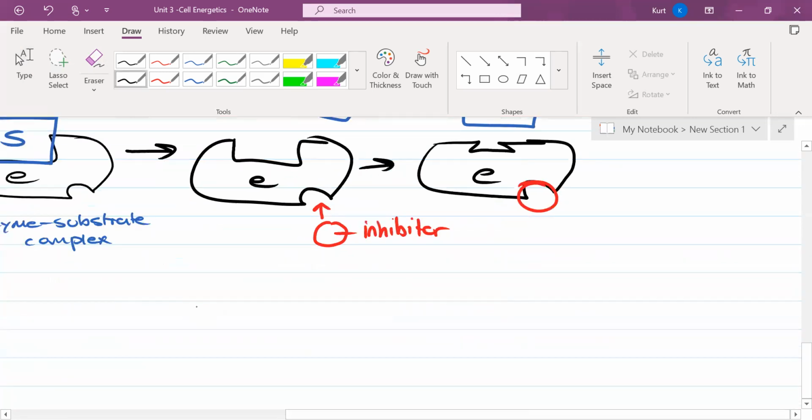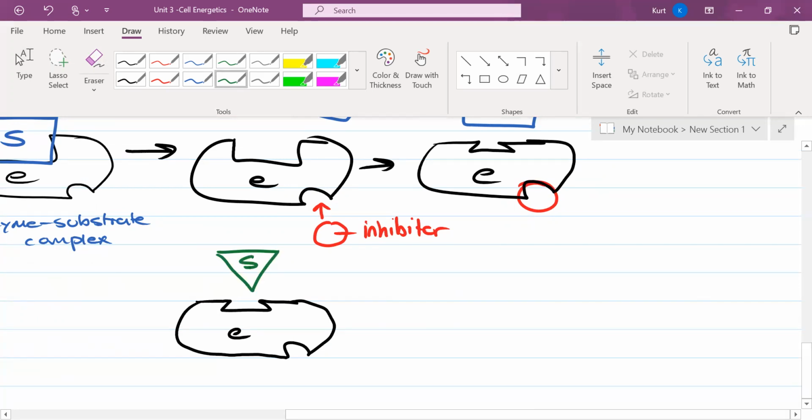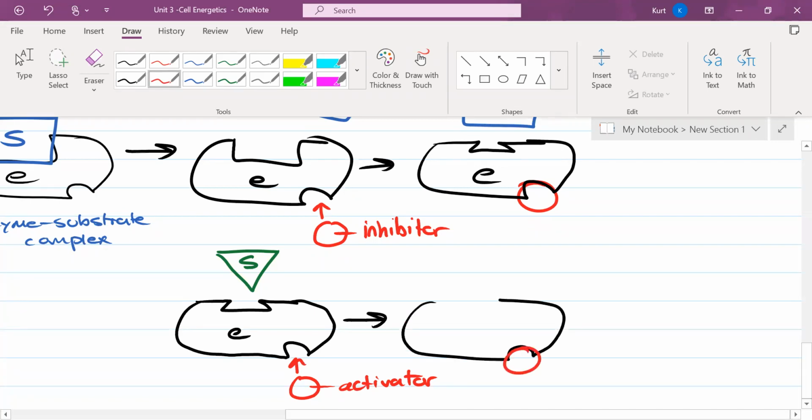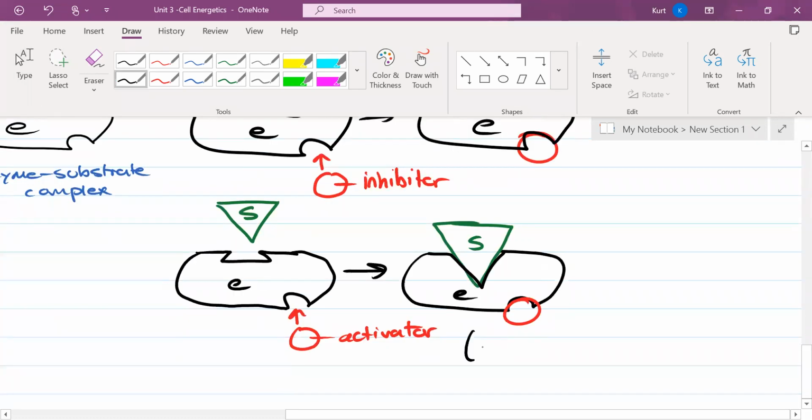Well, what if we had the opposite? Let's say that we have an enzyme that is currently turned off. And we have a substrate that needs to fit. Right now, it won't fit. You would have to have something called an allosteric activator. An allosteric activator can fit into that allosteric site like so. See, it's fit in there now. And that's going to cause the active site to change. And the substrate can actually fit in there. So this is known as the induced fit model, where you change the active site so that a substrate can fit.